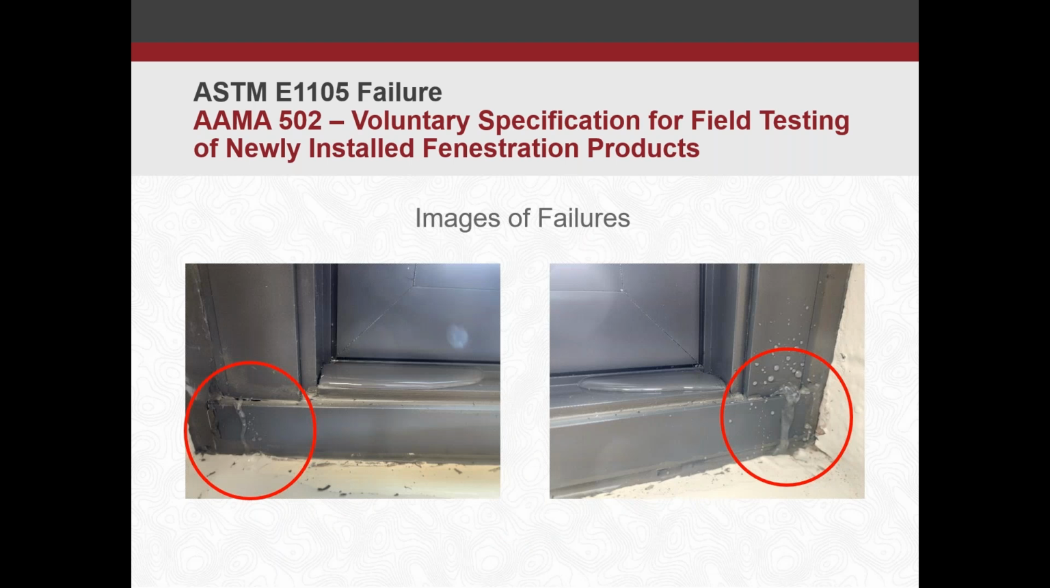Here we have a couple images of failures. On the left-hand side and the right-hand side, you can see we've circled in red. You can see the water spilling over the back side of the unit. That is crossing the innermost projection of that unit. Oddly enough, you can see there's water built up on the inside of the unit here, in both images actually. Until that water actually spills over the back side of the unit, that is not actually defined as a failure for AMA 502.